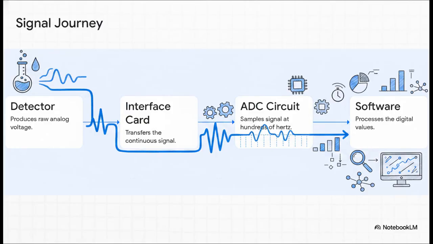Which brings us to section 2, analog to digital conversion. Let's actually trace the physical journey of that signal, because the hardware sequence is super interesting. Step 1, the detector spits out that raw analog voltage. Step 2, the signal travels right through an interface card linked to the computer. Step 3, and this is the real magic trick, an ADC circuit samples that continuous signal incredibly fast. And finally, specialized data treatment software processes those resulting digital values.